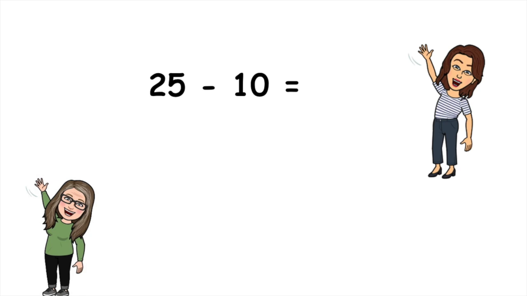Now this time, I'm going to use mental math to solve. We know that when we subtract a group of 10, the tens digit goes down by 1, and the ones digit stays the same. 1 less than 2 is 1. And because our ones place stays the same, that means that 25 minus 10 is equal to 15. We figured it out. Miss Azos has 15 more pencils than Miss Miller.